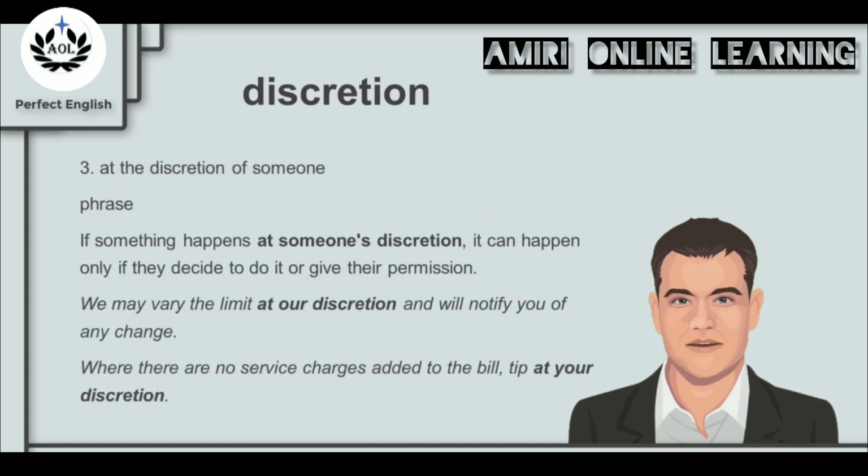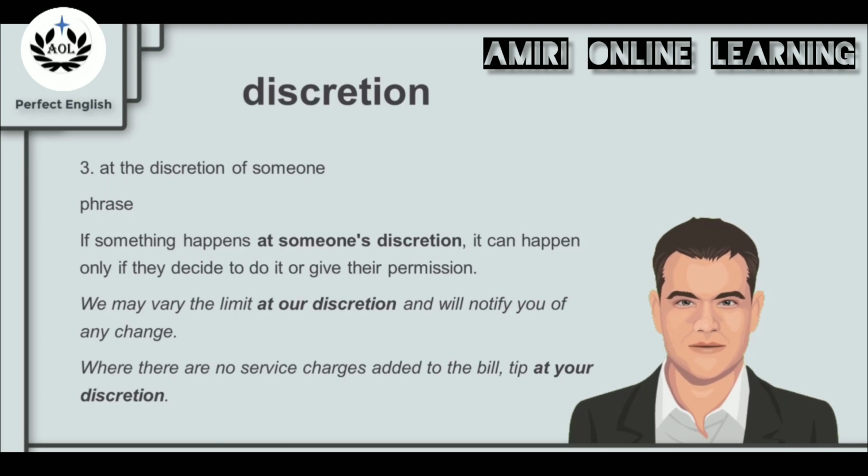And discretion can also come in a different context as an expression. We say at the discretion of someone. And if something happens at someone's discretion, it can happen only if they decide to do it or give their permission. So it's like we're saying it's up to you. It is a little bit formal because in everyday conversation we say it's up to you. We don't say at your discretion. But anyway, if you use that in a formal way, it means that you decide whether this happens or not.